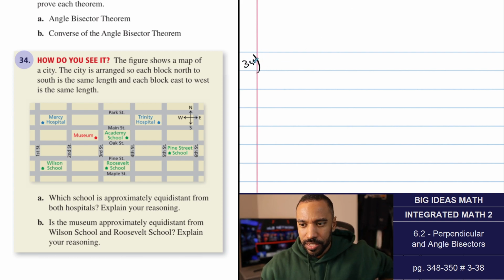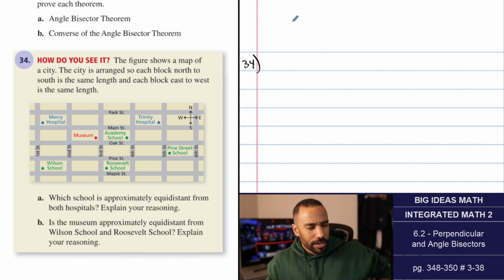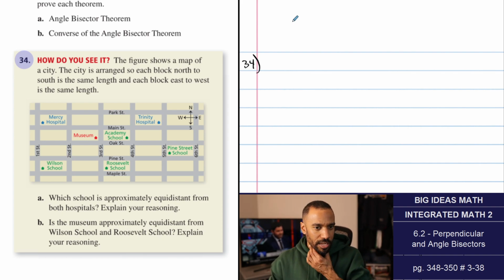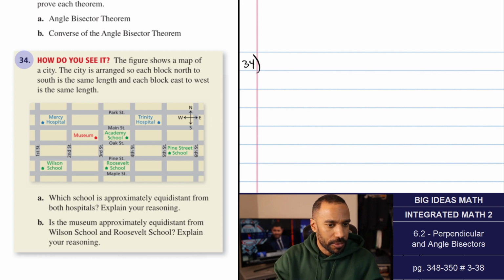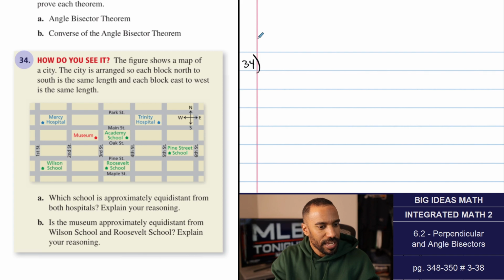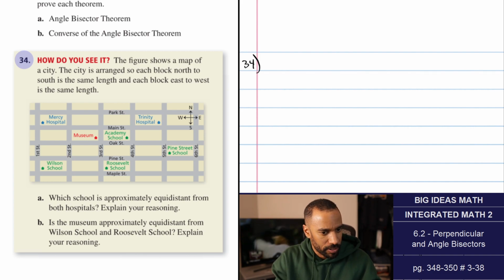How do you see it? It's a good question. The figure shows a map of a city. The city is arranged so each block north to south is the same length, and each block east to west is the same length. Which school is approximately equidistant from both hospitals? Explain your reasoning. So here are the hospitals.